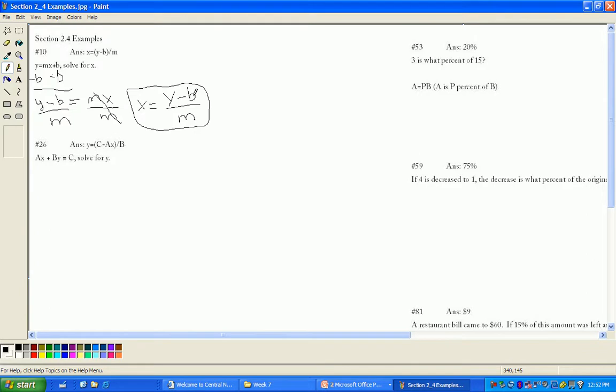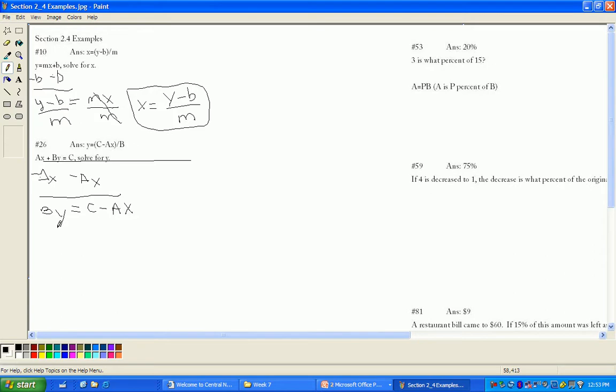Here we have another equation. ax plus by is equal to c. They want us to solve for y. So again, we just use our algebra rules. We get everything that's not a y, take it to the other side. So subtract ax from both sides. We get by is equal to c minus ax.